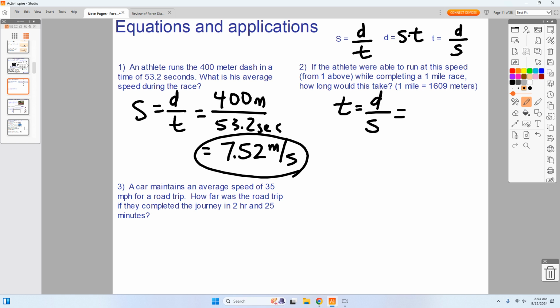The 1609 meters is covered at a speed of 7.52 meters per second. That would tell me how long it would take. Now, 1609 divided by 7.52, I'd use a calculator for that. I get 214 seconds.